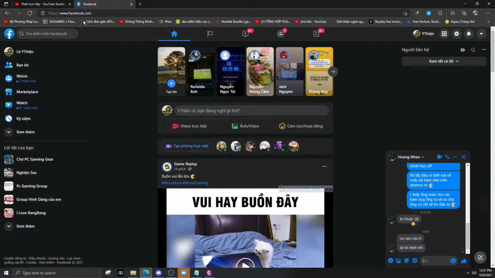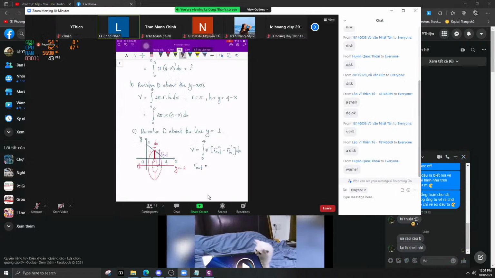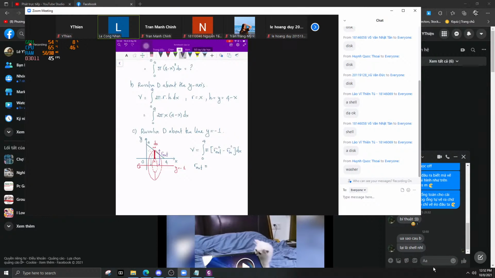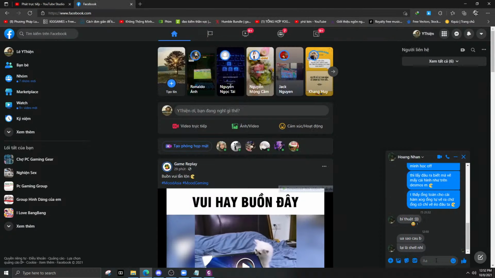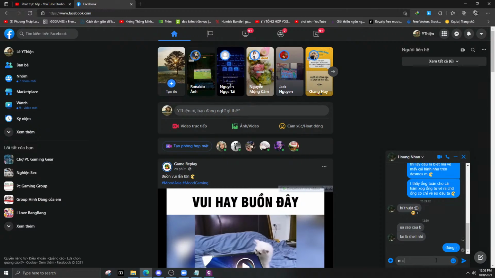What about the inner radius? The inner radius is the distance from the axis of revolution to the nearest point of the representative rectangle. So outer radius equals what? To find the outer radius, here we have minus 1. The distance from minus 1 to 0 is 1, plus the vertical distance, that is y.